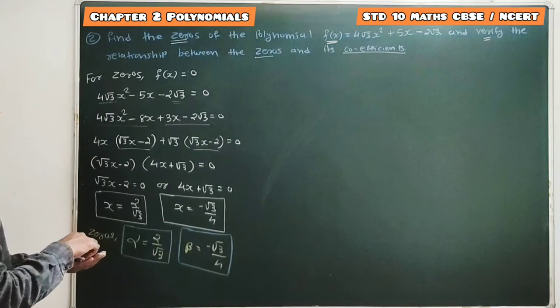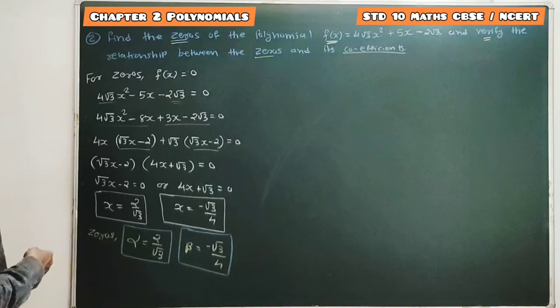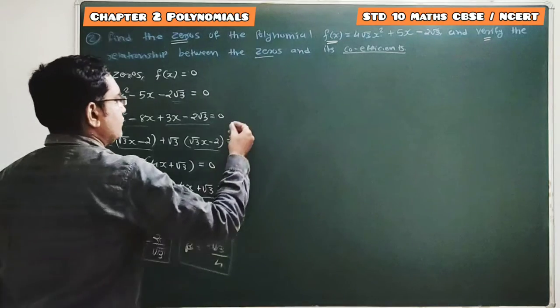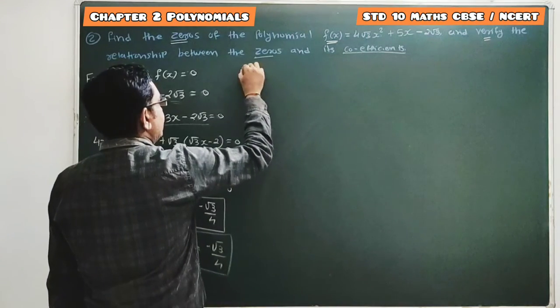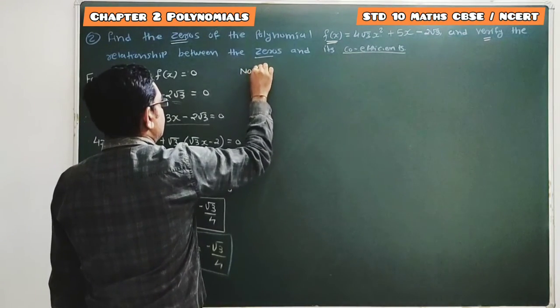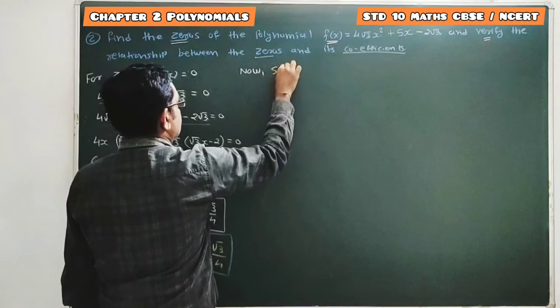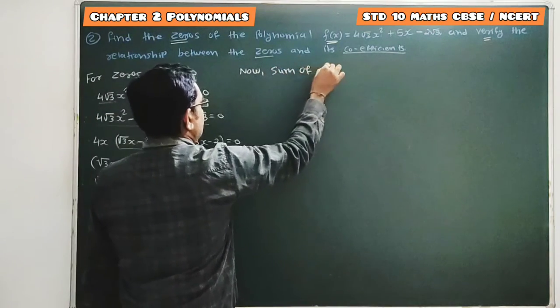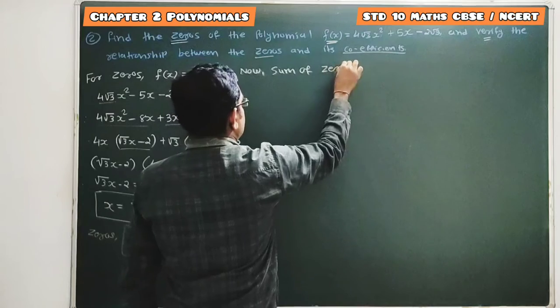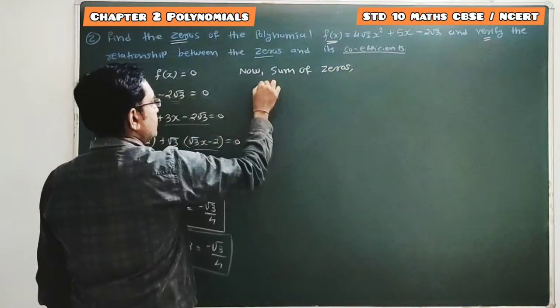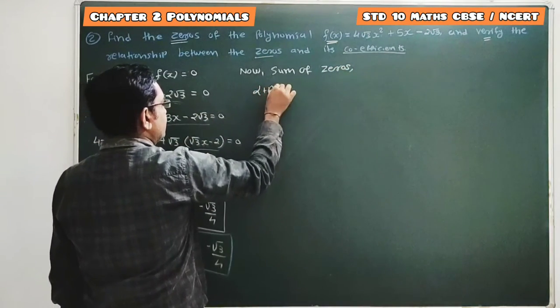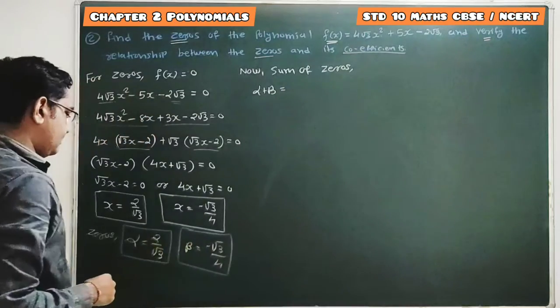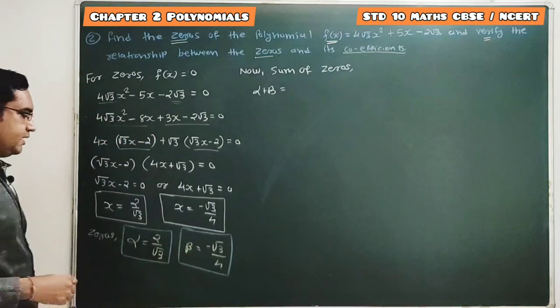Done. This is the first part. Now we have to verify the relation. So for that we will find the sum of zeros. Sum of zeros is nothing but alpha plus beta. So what is alpha plus beta? This is alpha, this is beta.